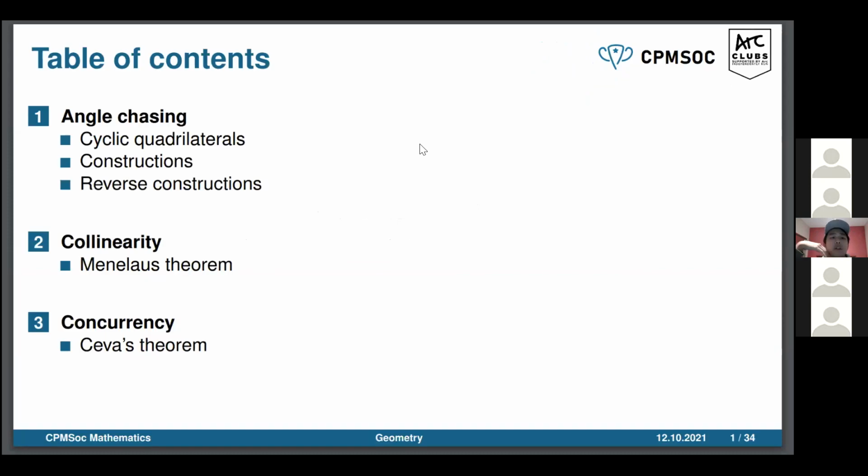So today we'll cover some techniques first, such as angle tracing, and then we'll cover some properties for cyclic quadrilaterals, and then we'll cover some constructions, which is a very important technique in geometry problems, right? So you use it basically for every problem. And then later on, we'll cover some theorems for collinearity and some theorems for concurrent lines.